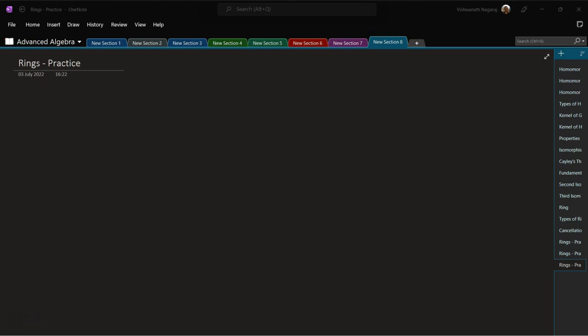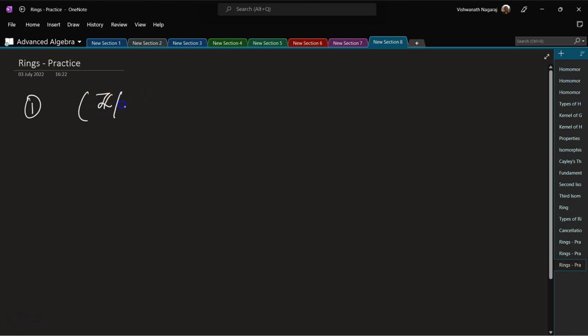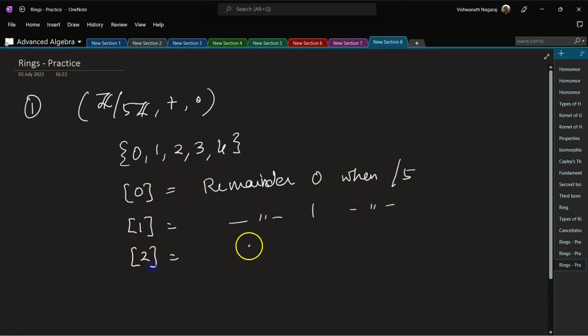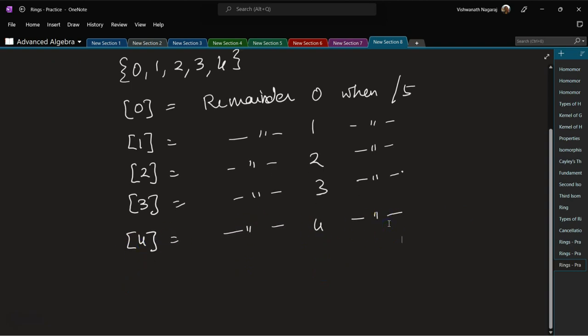Let's look at some more examples. Okay, so let's look at Z mod 5Z under addition and multiplication. Does it form a ring? Now remember, Z mod 5Z is going to be 0, 1, 2, 3, 4. Yes, the remainders. That means dividing any integers.